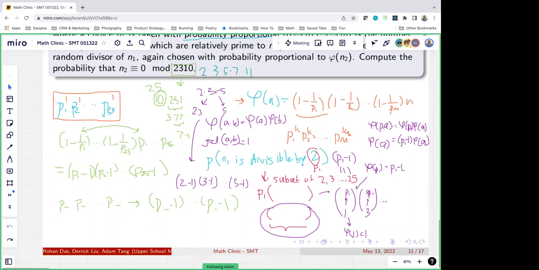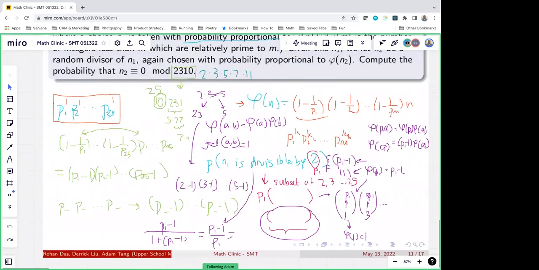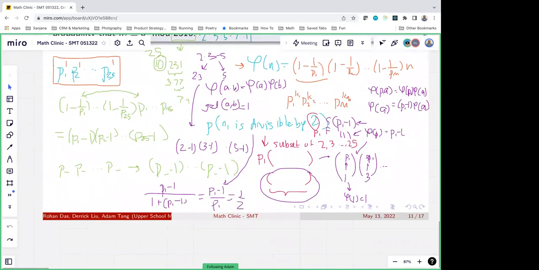So in general, the probability that this is divisible is P minus 1 over the total number of cases, which is 1 plus P1 minus 1, because it was 1 here, P1 minus 1. So success over total, which is the sum of these, is P1. So it's just going to be P1 minus 1 over P1. And this is true for any prime that is contained, so any of P1, P2, all the way to P25. When we plug in 2, we get 1 over 2. So the probability that N1 is divisible by 2 is 1/2.